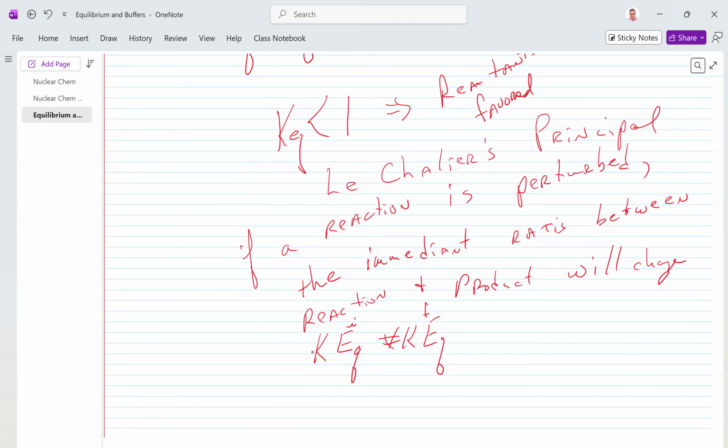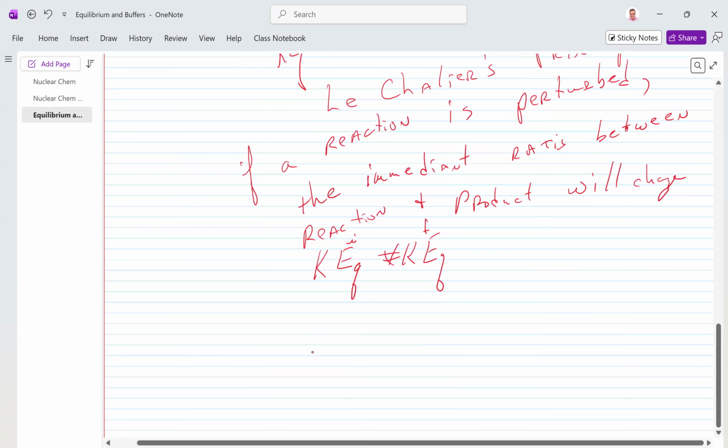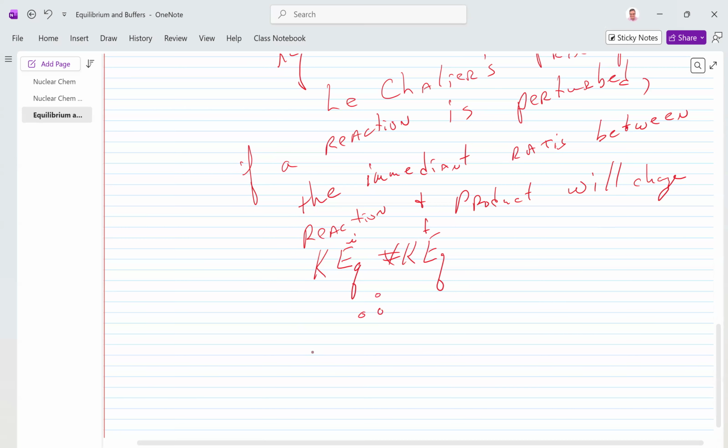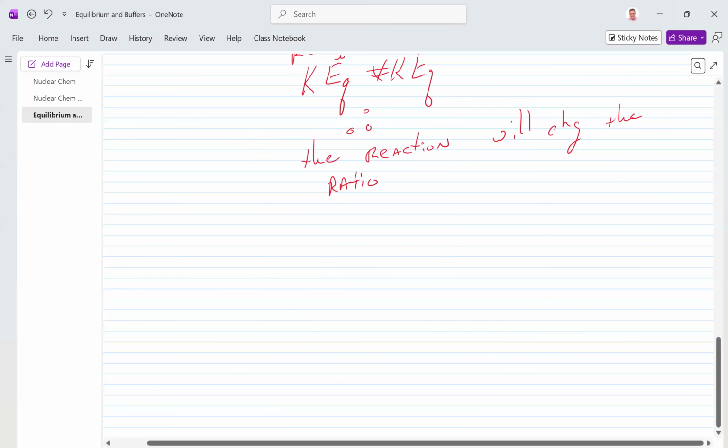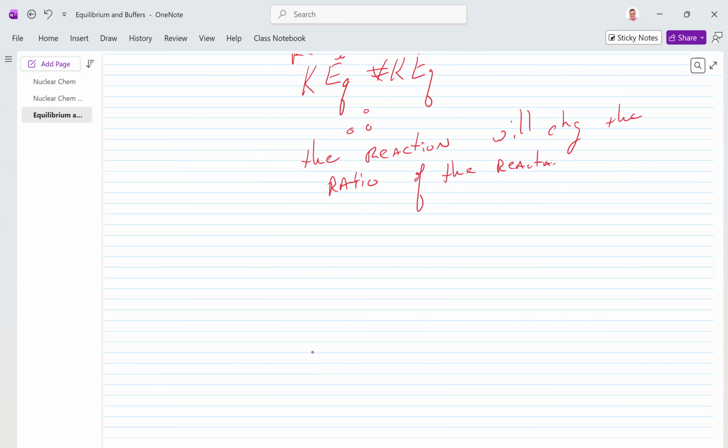So Le Chatelier says that has to not be. So what happens is, therefore, the reaction will change the ratio of the reactants to products.